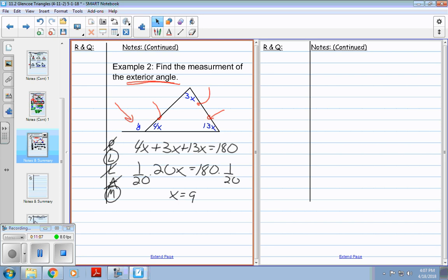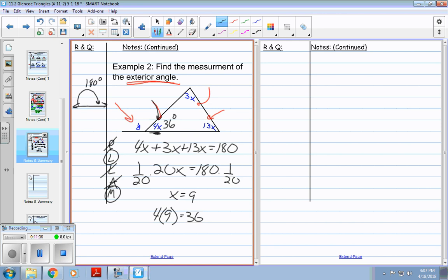But now that we know that x equals 9, we can actually find out what the measurement of this angle with the 4x in it is. So, the angle for that is actually going to be 4 times 9, which equals 36. So we now know that this interior angle is actually 36 degrees. We learned in a previous lesson that a straight line is 180 degrees. So that means angle y plus our 36 degrees has to equal 180.